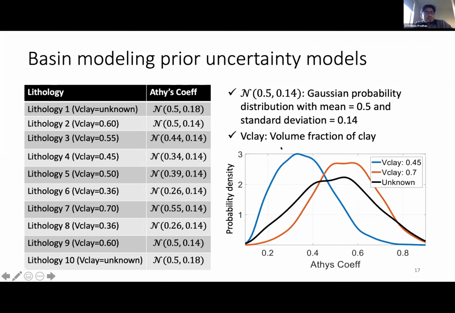So what I'm trying to do is I'm trying to specify the probability density on the Athy's coefficient over here. And as I said, we'll be using truncated Gaussian distributions.